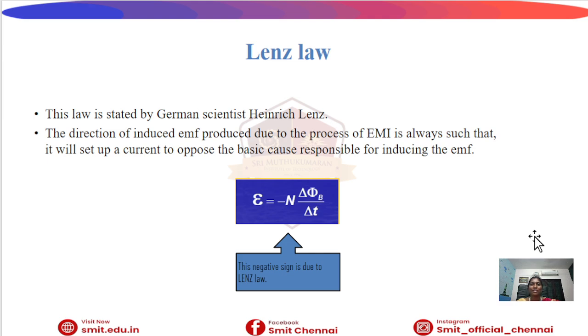If flux increases, the induced current tries to reduce it. If the flux decreases, the induced current tries to increase it. So we have a negative sign in Lenz's law. The negative sign represents the opposition, not a subtraction.